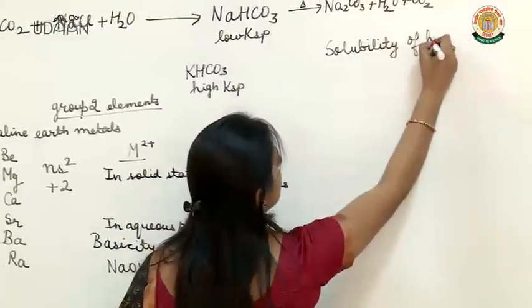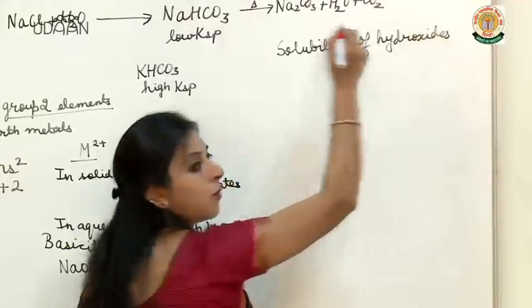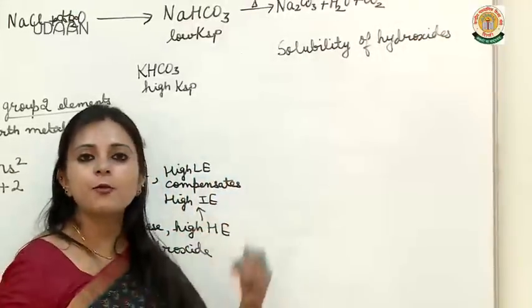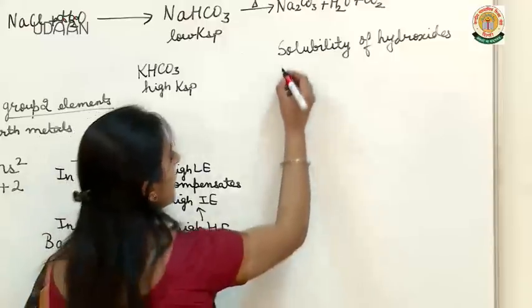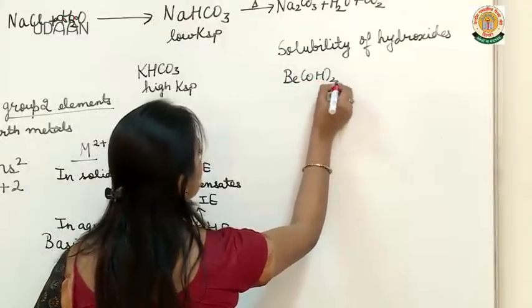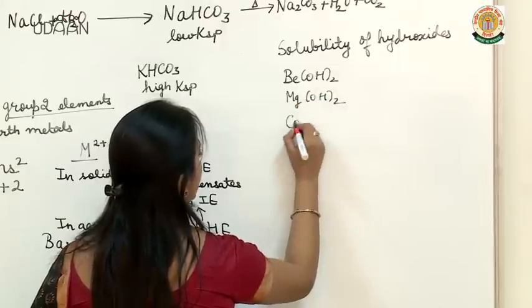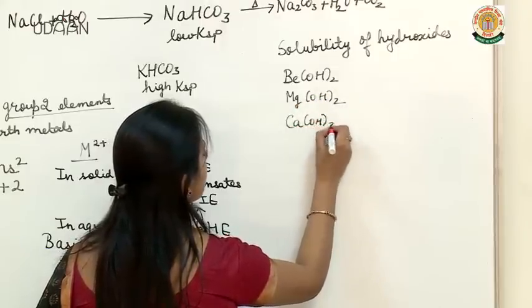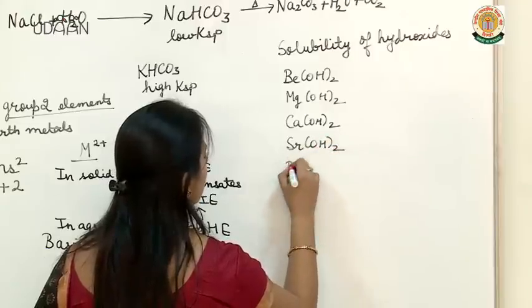Now, let me compare the solubility of hydroxides. Let me understand what happens to the solubility of these hydroxides as I move down the group. So, I talk about beryllium hydroxide, magnesium hydroxide, calcium hydroxide, strontium hydroxide and barium hydroxide.